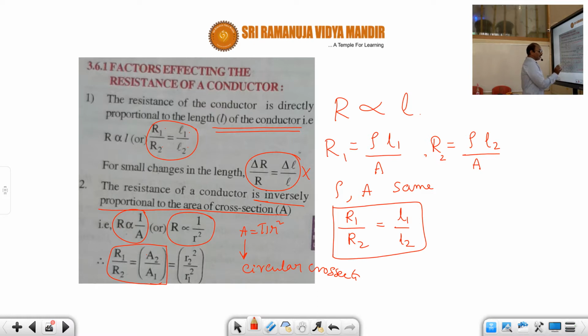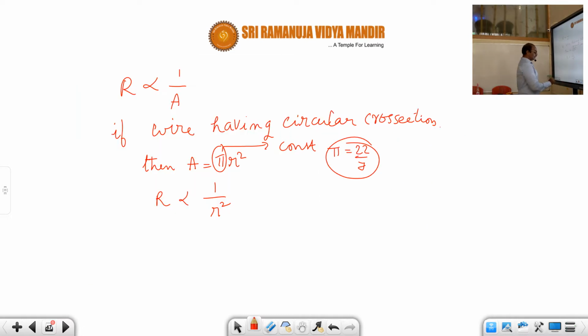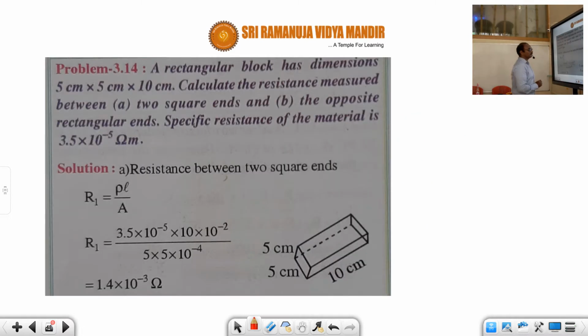So here R and A are inversely related. If you look here, R and L are directly related. That's why R1 by R2 equals L1 by L2 is written here. But here R and A are inversely related. That's why R1 by R2 equals A2 by A1 is written. So these points are very important. Comparisons are very, very important.